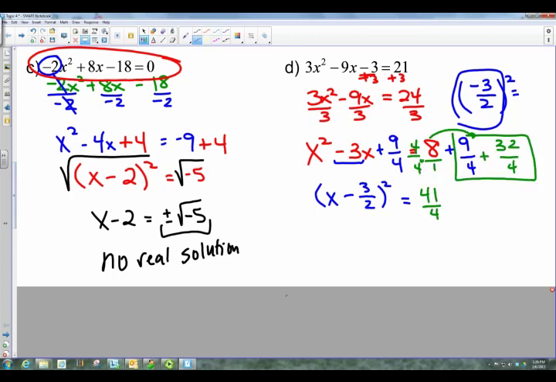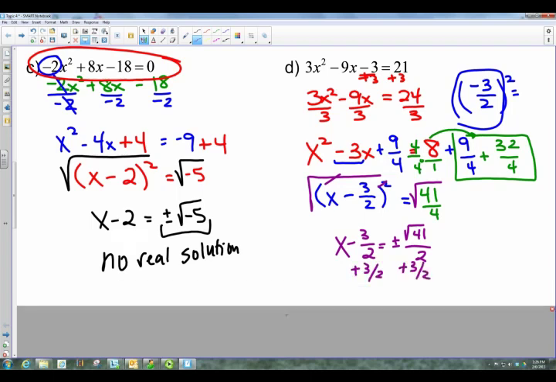Alright, once you get here, you take your square root. So square and square root cancel. You've got x minus 3 halves. On the right hand side, remember your plus and minus. The square root of 41 is the square root of 41. Now the denominator, if you take the square root of 4, you get 2. And that is doable. So you want to solve it out as far as you can. And then finally, we're going to get x by itself, so add 3 halves, and we end up with 3 halves plus and minus the square root of 41 over 2, and there are your values for x.